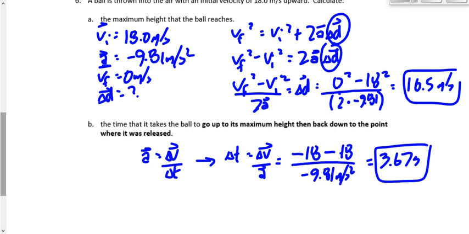How long does it take to go up? 1.8 something seconds. How long does it take to go down? 1.8 something seconds. Add them up, and you get 3.67 seconds. Okay? My way is no better than your way. That's just the way that I was thinking when I did my question.